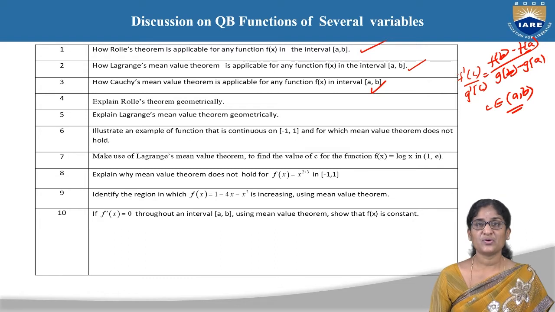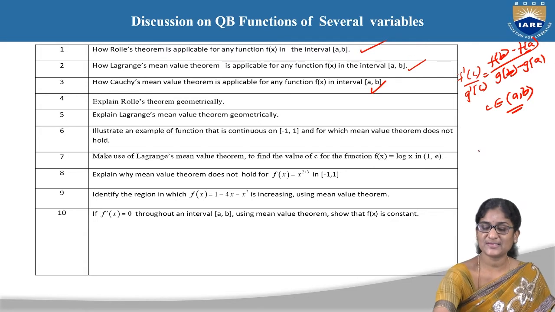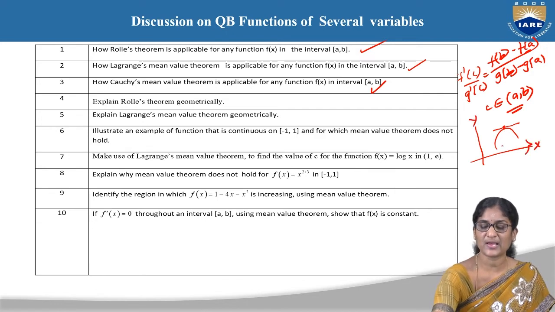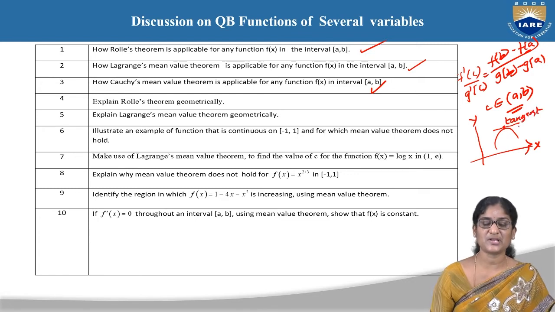That means at each and every point the function should be differentiable. And also f of b is equal to f of a. That means at points a and b the functional value should be the same. The curve end points should be the same. Then there exists a point on the curve such that the tangent at the point is parallel to the x-axis. That is the geometrical interpretation of the theorem.